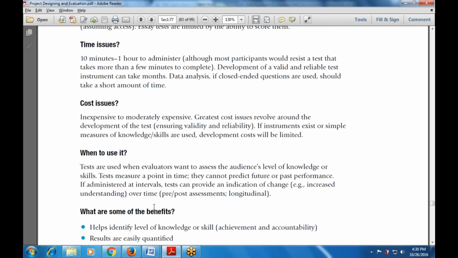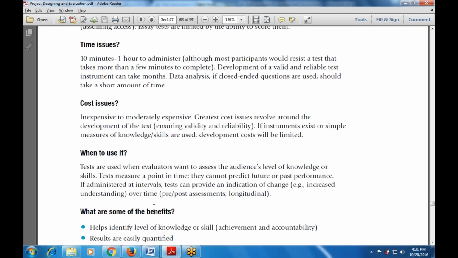So when should you use it? It is used to assess the audience level of knowledge or skills, with a scale that measures a point in time. They cannot predict future or past performance, because a test is what you have right now, only the present, not the future, not the past.